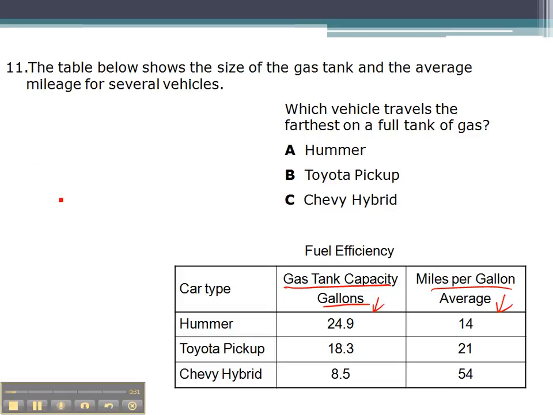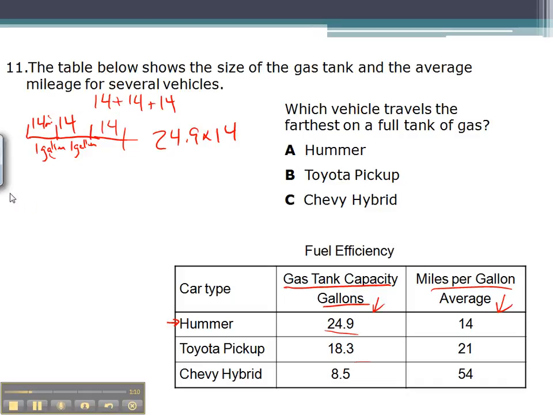I have a car. Let's start by looking at the Hummer. It goes 14 miles for every gallon. So I go 14 miles on 1 gallon, 14 miles for another gallon. So if you take the full tank is 24.9, you'd have to multiply 24.9 by 14. Each one of these would represent 1 gallon of gas, 14 miles for each gallon. So it's repeated addition, 14 plus 14 plus 14, 24.9 times. So we can just get that by multiplying 24.9 times 14.